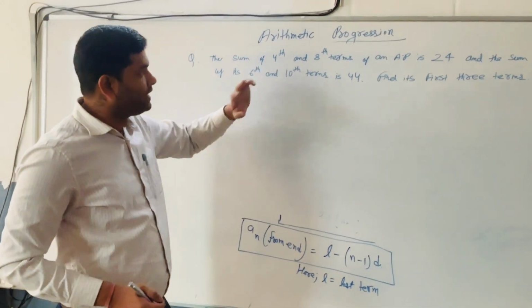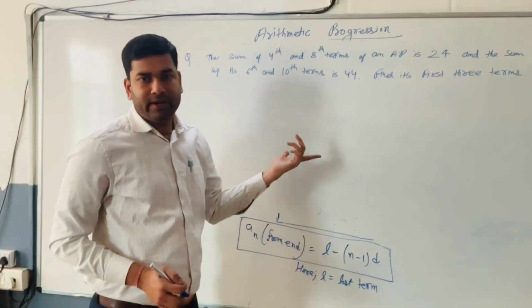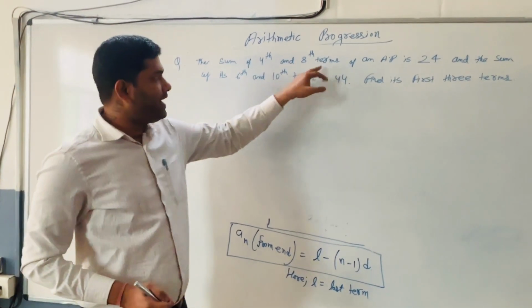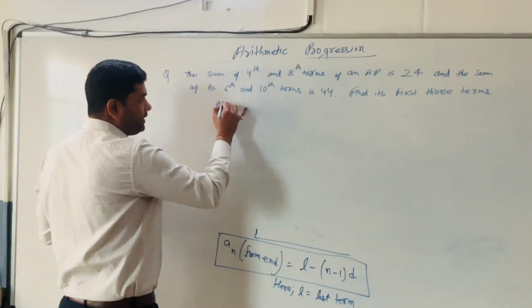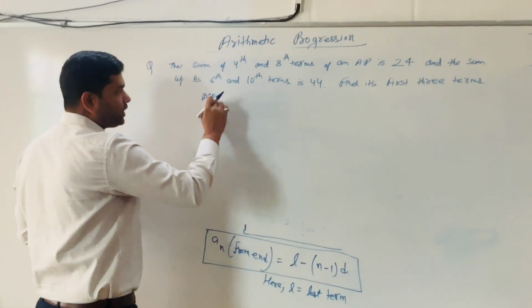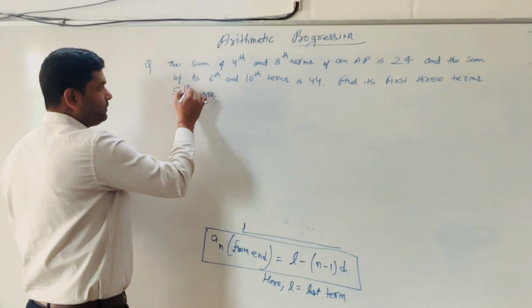Okay, directly things are not given, but we can simplify it very easily. The fourth term and 8th term are given to you, the sum of the fourth and 8th term. So we will write them in equation form according to the question. Okay, here we start the solution.